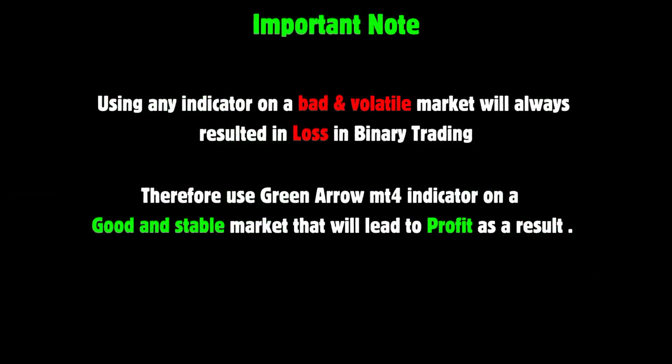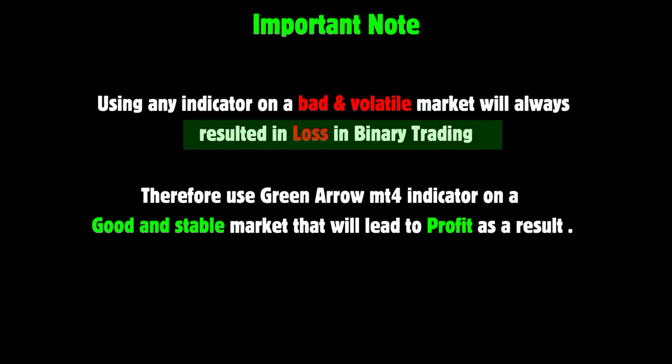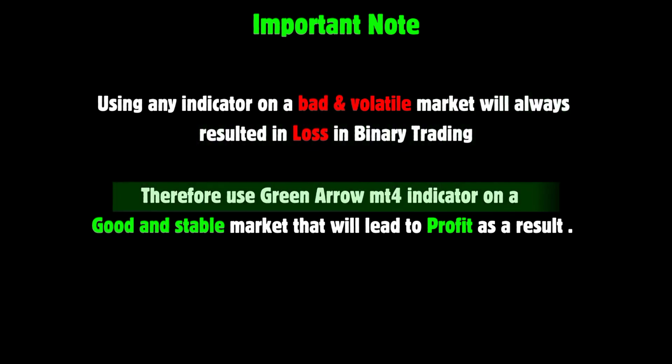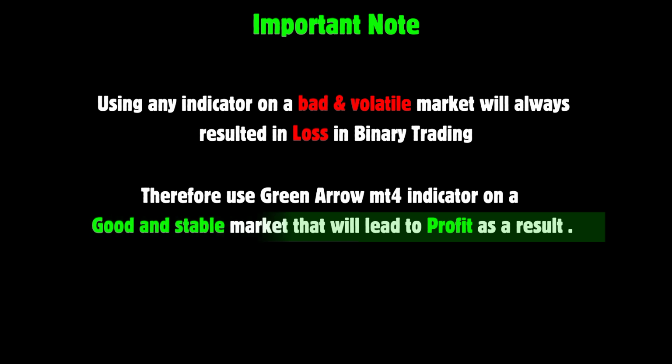So guys, before going further into the tutorial video, here is an important note for you. Using any indicator on a bad and volatile market will always result in loss in binary trading. Therefore, use the green arrow MT4 indicator on a very good and stable market, which will lead to profit. Basically, you have to use the green arrow indicator on a very good and stable market, because a volatile market will always give you a loss. So try to avoid the volatile market and use that indicator on a very good and stable market.